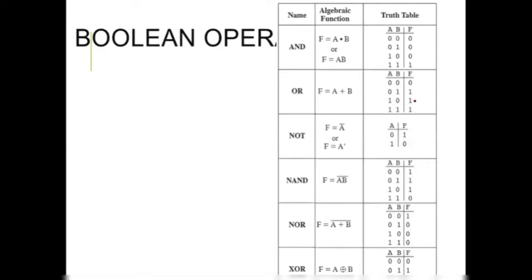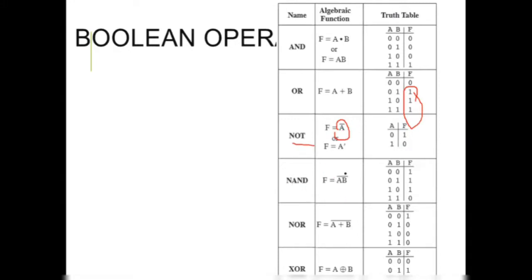So you can see that here. And in the NOT operation, you get the NOT of the corresponding variable. So the NOT of A, when it's 0 is 1, when it's 1 is 0. So these are the basic three algebraic operations.